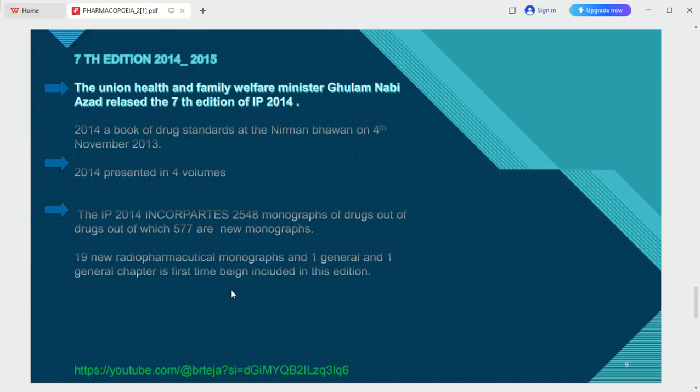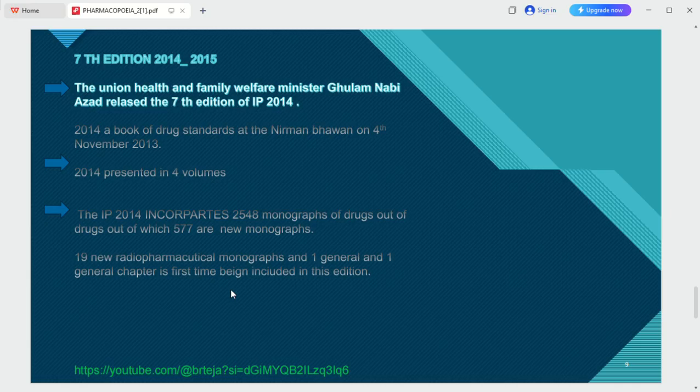Next, seventh edition. Seventh edition published in 2014 and year of addendum released in 2015. Okay, it's presented in 4 volumes. How many volumes? 4 volumes, including biotechnology products, herbs and herbal products, veterinary vaccines, and additional antiretroviral drugs and formulations inclusive of commonly used fixed dose combinations. Standards for the new drugs and drugs used under national health programs are included now. Some drugs which are not used nowadays are deleted from this edition.